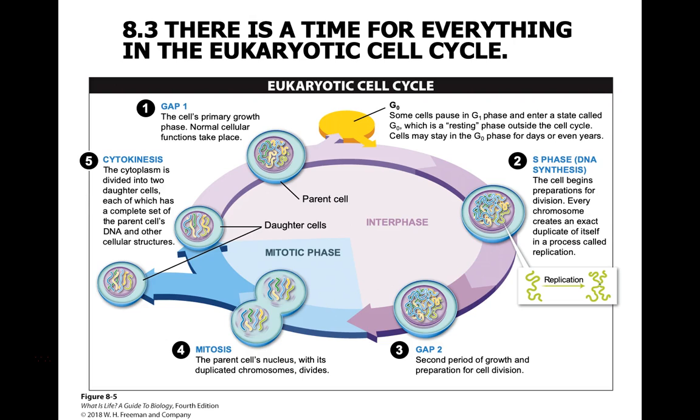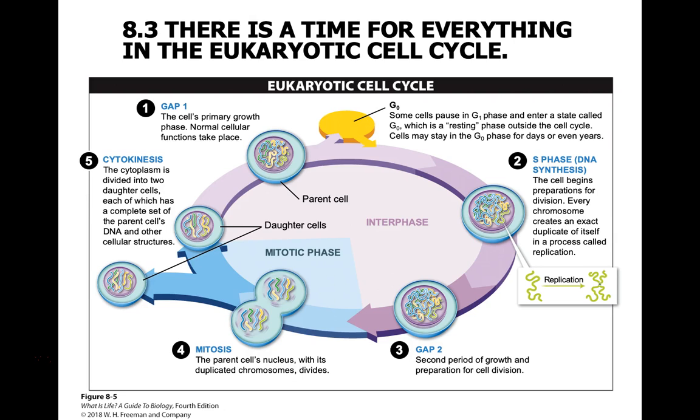After gap 1, some cells will actually enter a phase called G0. So G0 is sort of a resting phase. G0 is a phase that cells might enter and then never leave, and it just means that they're not dividing anymore. So there are certain cells like our neurons, our heart muscle cells, that never divide. There are others like our liver that might divide very infrequently once growth and development stops.